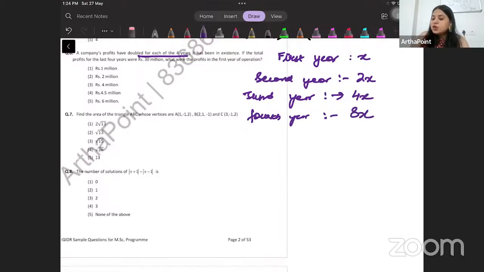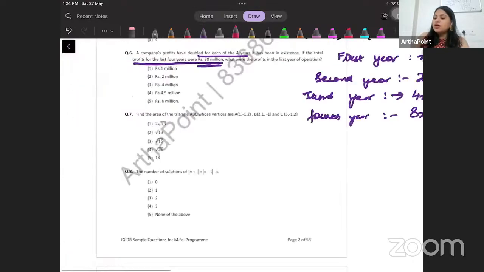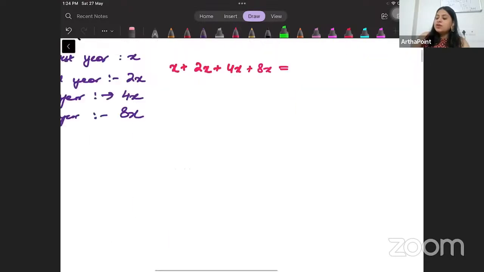And now it says the total profit for the last 4 years was 30 million. So when I add the total profit, x plus 2x plus 4x plus 8x, I get 30 million as the profit. So 4, 5, 6, 7, 8, 9, 10, 11. So what do I get? 15x is equal to 30. So x will be 2.